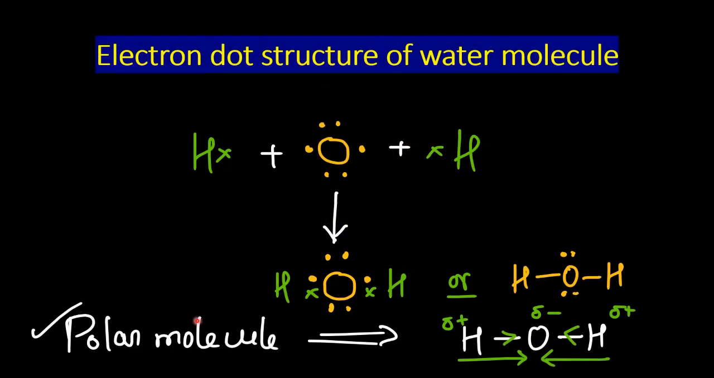Water is a polar molecule. So oxygen and hydrogen, two hydrogens. So it will form this structure. Why is it polar? Because oxygen is pulling electrons towards itself, so it will have a slight negative charge, and hydrogens will have slight positive charge. So there is a dipole formation. So it is a polar molecule.